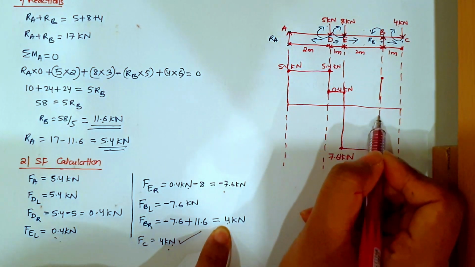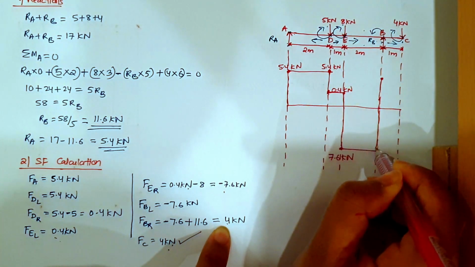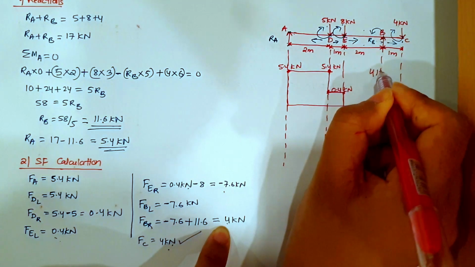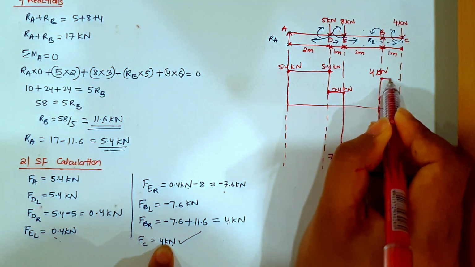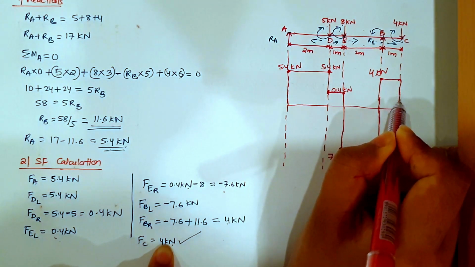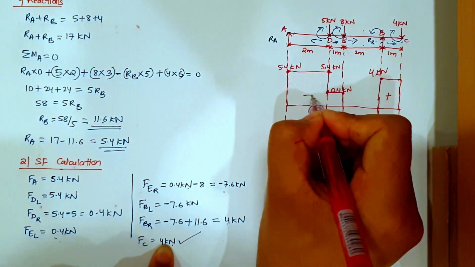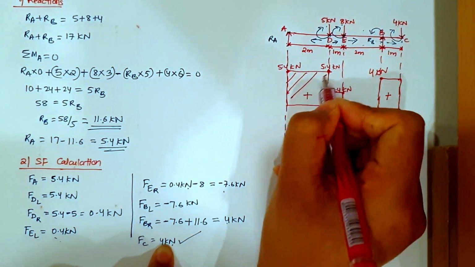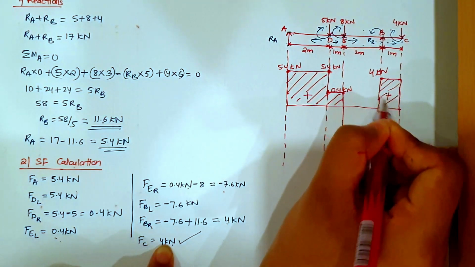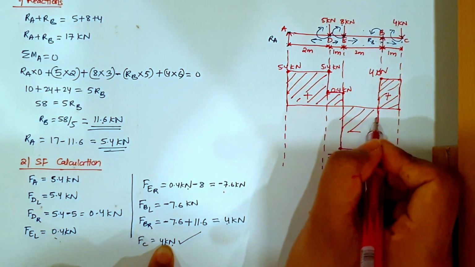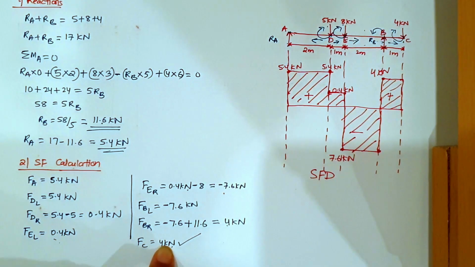So let's join the line, right? And this is 4 kilonewton, and it is remaining constant till C. So constant till C, and here. So this is my positive, negative, and positive. Let's shade it. So this is the shear force diagram.